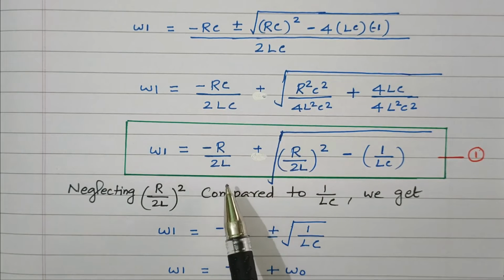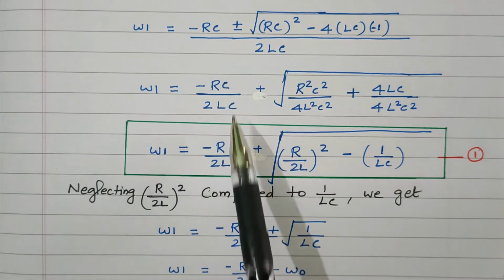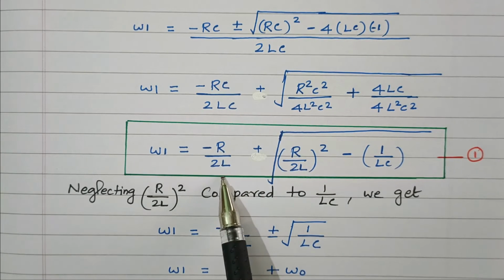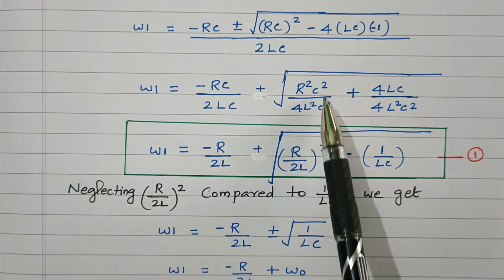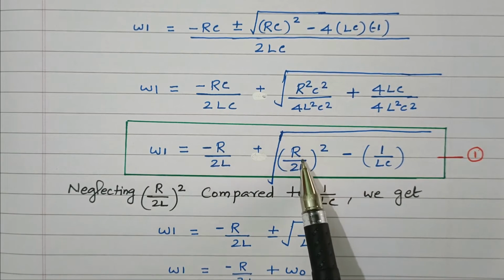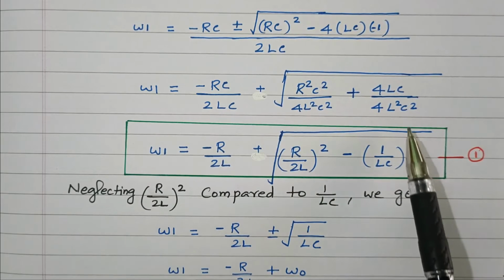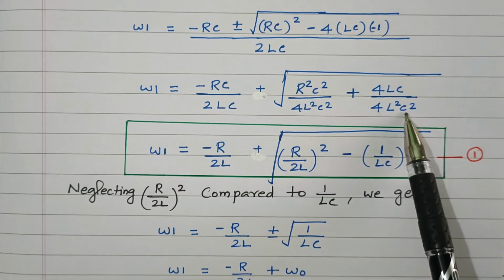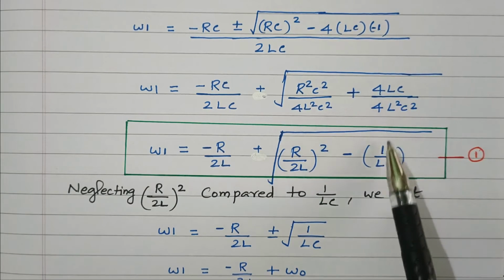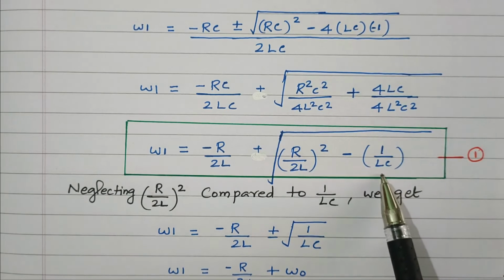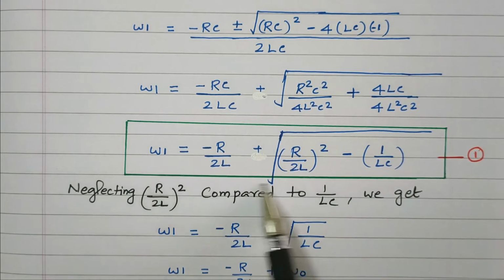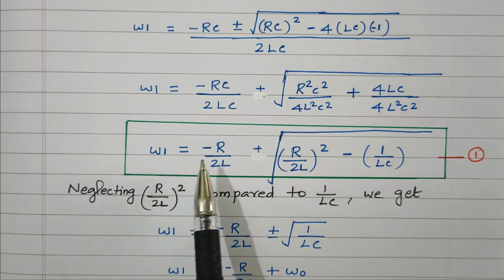Now we'll go for the further simplification. C got cancelled, so minus R by 2L, plus, here also C square got cancelled, so R divided by 2L the whole square, inside the root. Here 1 C and 1 L got cancelled, and 4 also got cancelled, leaving 1 divided by LC. We'll call this equation number 1. So at F1 we got this value.